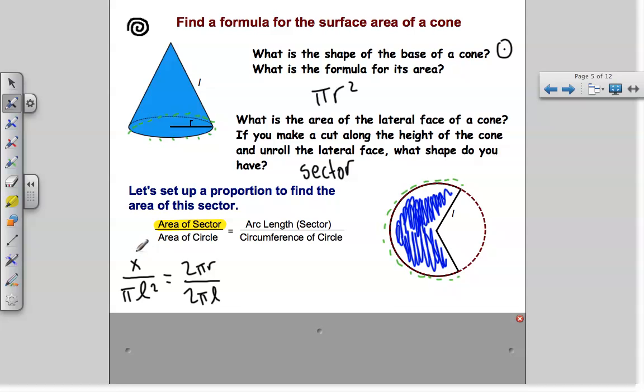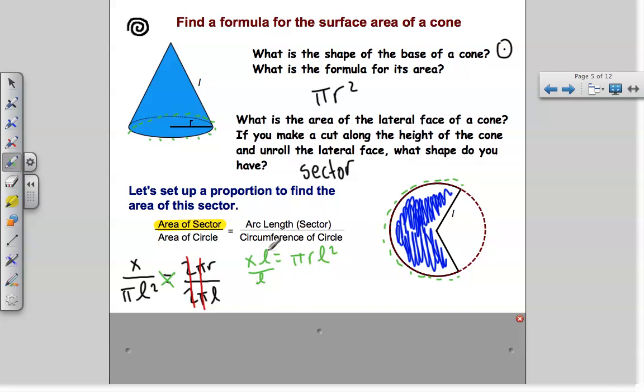And now to solve for x and to find this area of the sector, which is the lateral area of the cone, I need to cross multiply. But actually, before I cross multiply, do you notice that I can cancel out 2's and I can cancel out pi's here in this fraction? Now we'll cross multiply. So it's x times L, or slant height, equals pi L squared times r. Actually, I'm going to do pi times r times L squared.